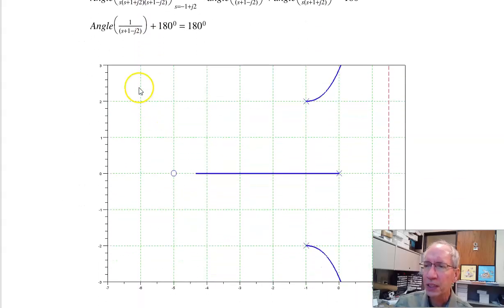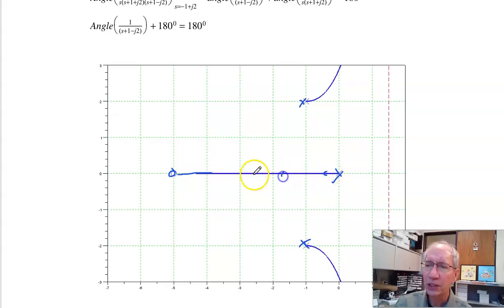So here's what it looks like. The open loop poles and zeros are right here. So here's a pole, zero, pole, and pole. The real axis loci are even, odd. Here's the even number of poles and zeros, odd, even. So there's the real axis loci. There is no breakaway point.